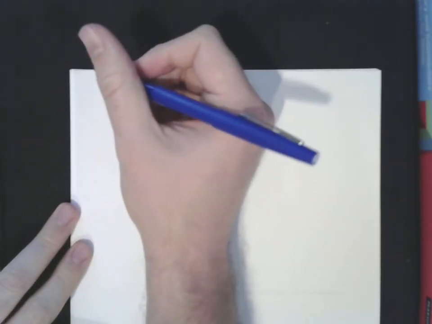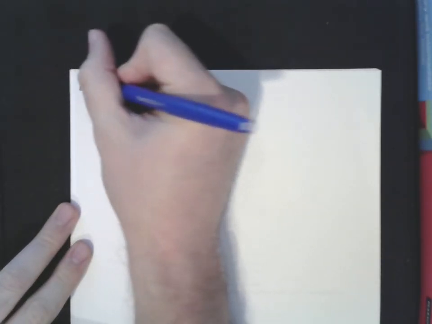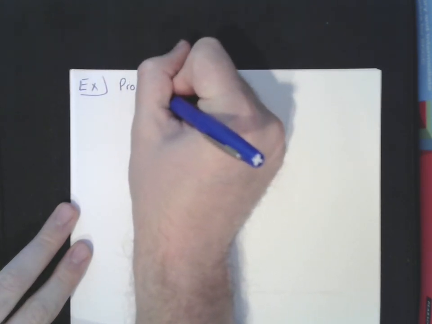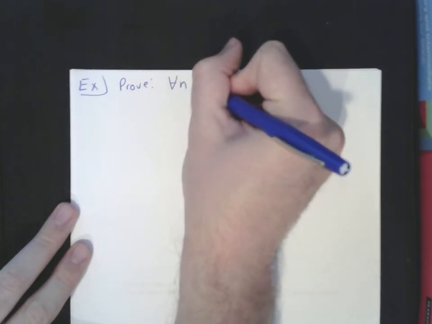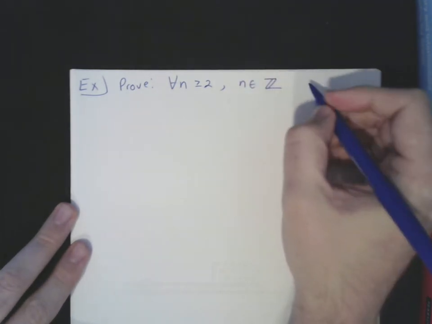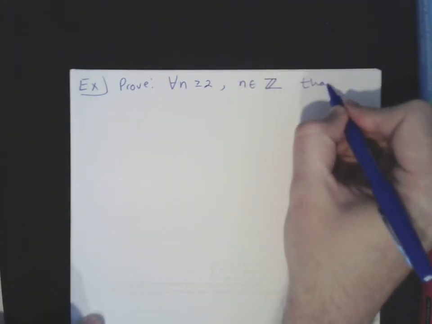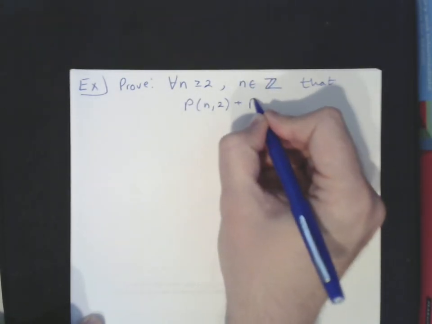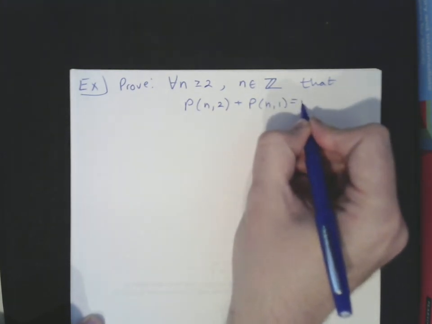The last thing I want to do that will end this section and this video is just a little proof. A proof using some factorial stuff, and specifically our R permutations. So we're going to prove for all n greater than or equal to 2, n is an integer, that P of n and 2 plus P of n and 1 equals n squared.